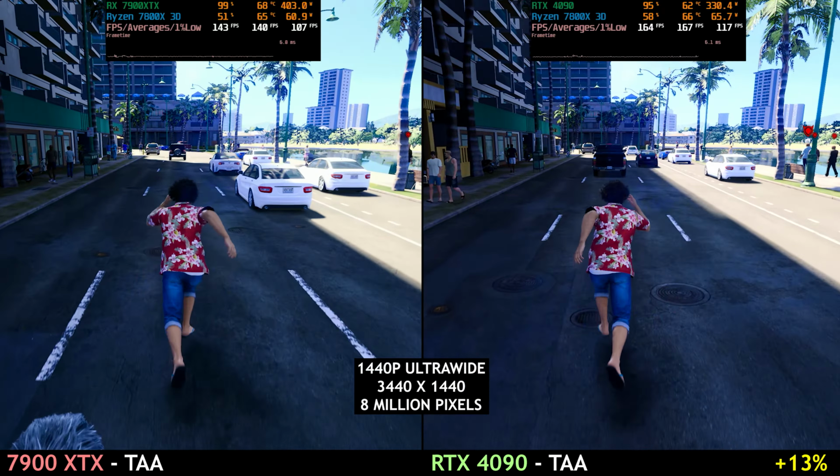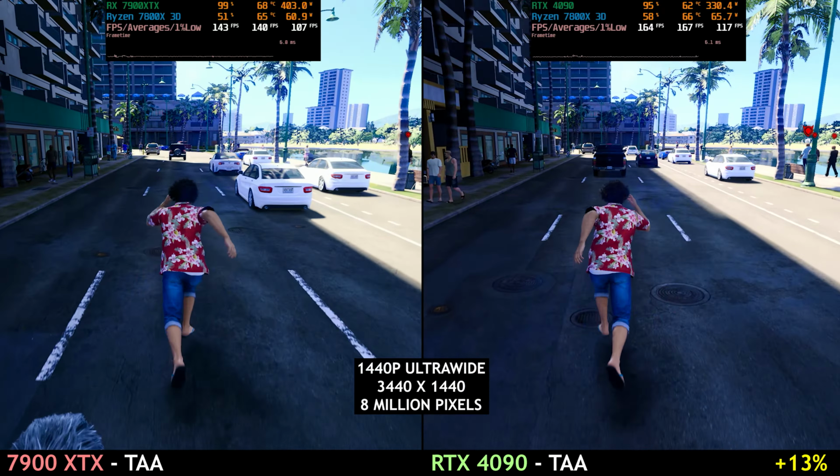We'll take a look at Miles Morales. Alright, Miles Morales, 3440 by 1440, native TAA with ray tracing enabled. We seem to have the 4090 17% ahead, but again, it's important to remember that the 4090 is actually CPU bound. If you look at the GPU use, it's hovering around 70 to 80%, while the 7900 XTX is maxed out. Why don't we try actually making sure both GPUs are maxed out?